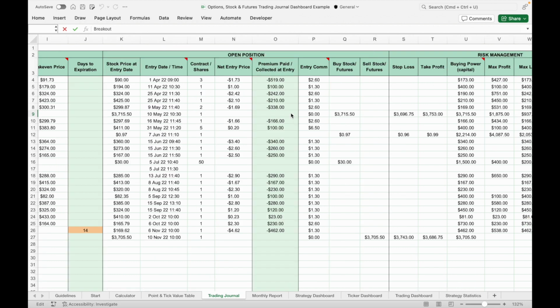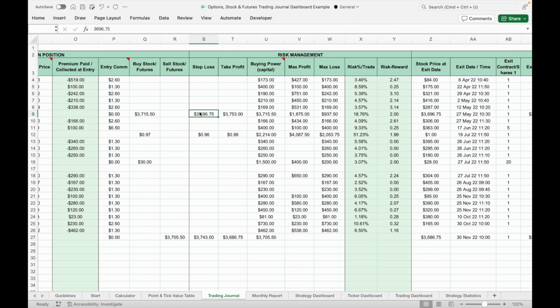Under open position, input the stock or futures price at entry, entry date and time, number of entry positions, and entry commission. If you buy to enter the trade, input the price under buy stock or future. If you sell to enter the trade, input the price under sell stock or future. In the risk management section, input the stop loss and take profit levels, buying power, maximum profit, and maximum loss.